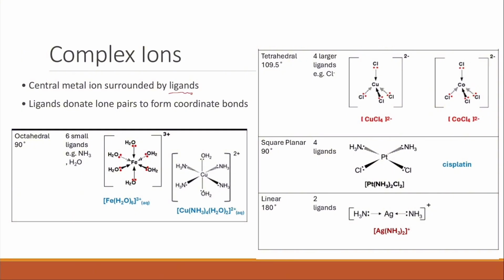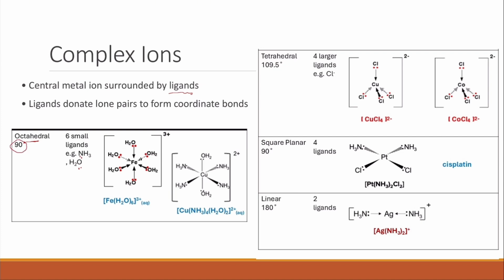The first one, when we have small ligands like ammonia or water, each of these will have a lone pair of electrons either on the nitrogen or the oxygen, and they can donate these lone pairs and form a coordinate bond or dative covalent bond with the central atom. Then we can have up to six of these small ligands around the central atom, and the shape will be octahedral. When the shape is octahedral, the bond angle is going to be 90.